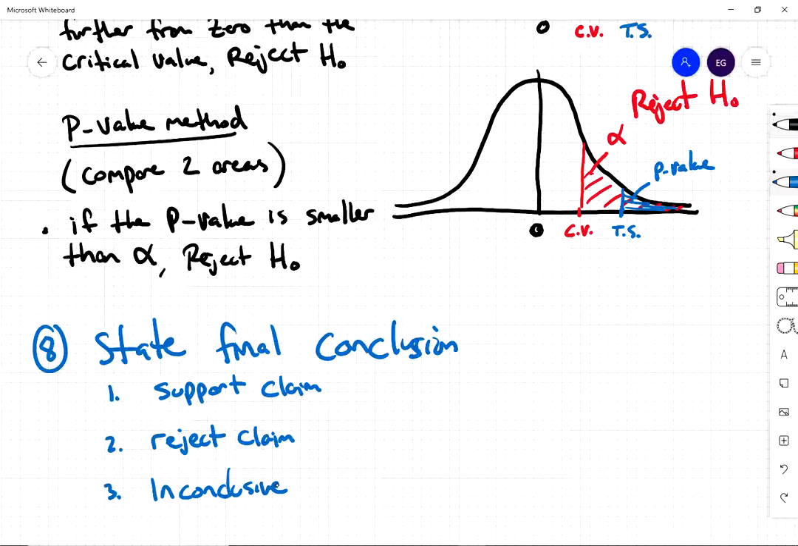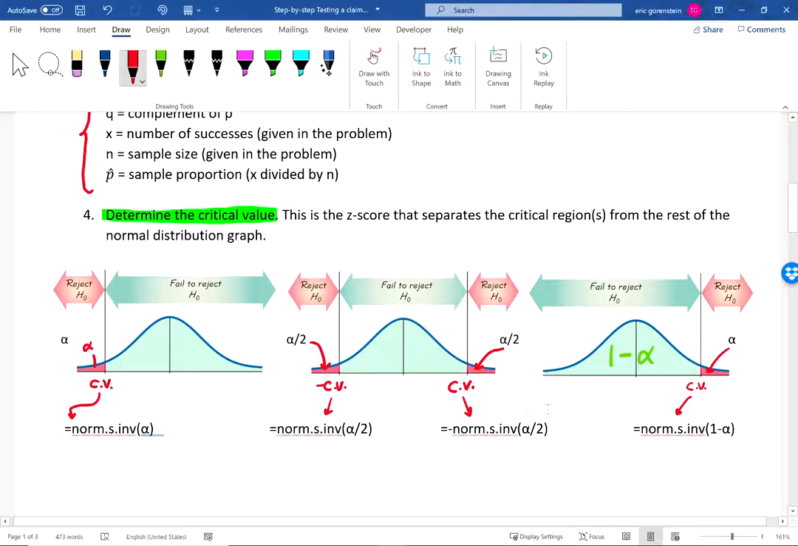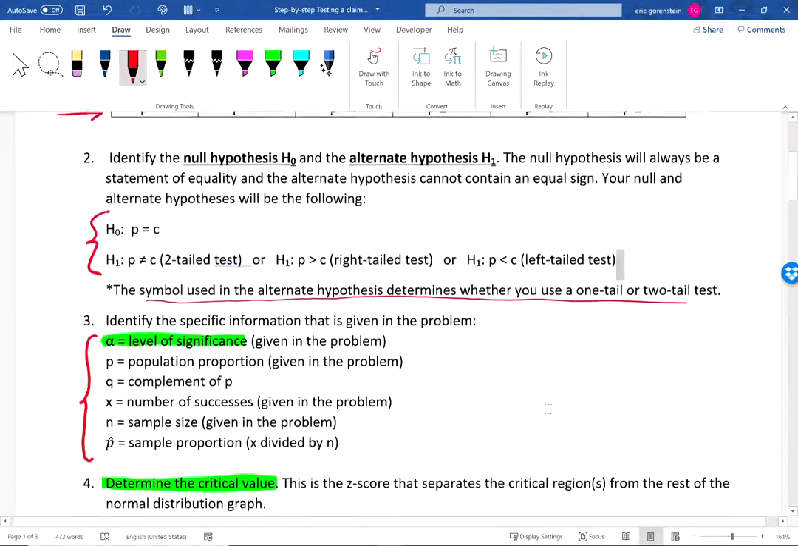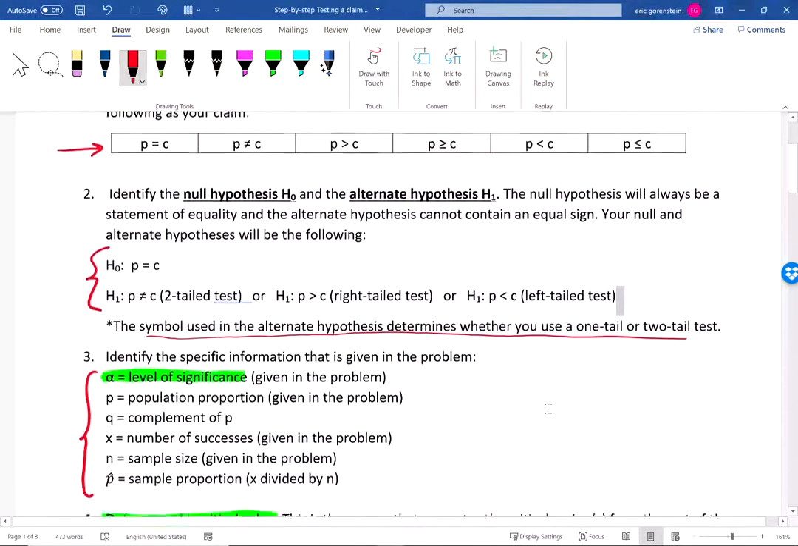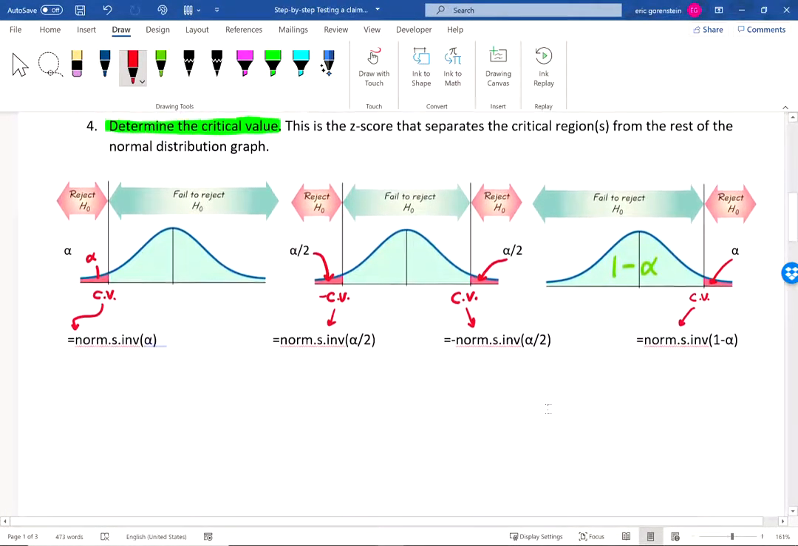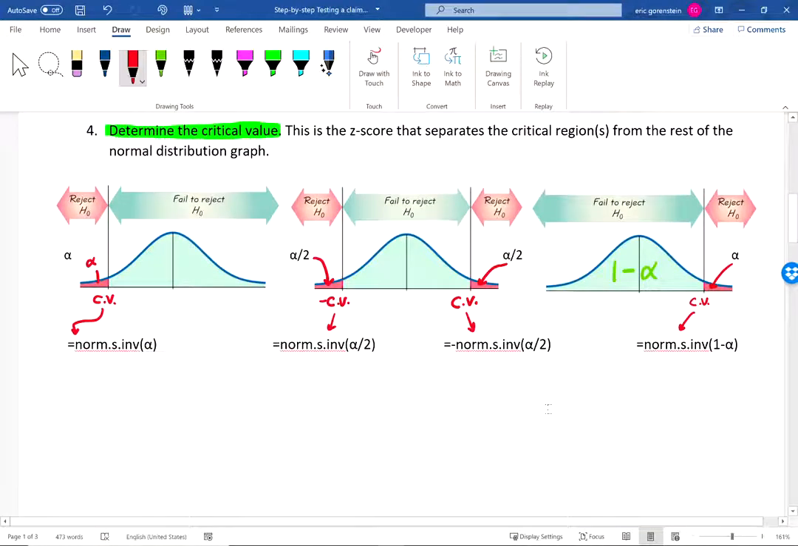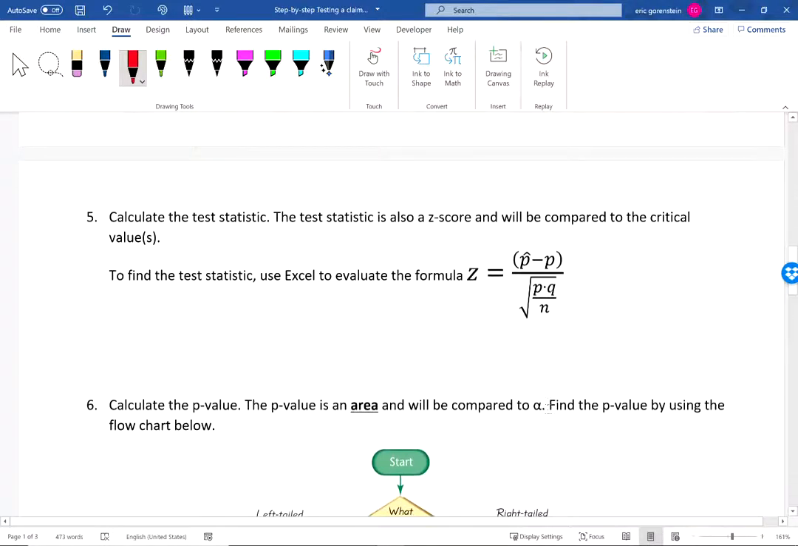So let me talk about p-values and final conclusions real quick. Let me go over to my other document. Okay, so we've talked about the original claim, the null and alternate hypotheses, the values, the numbers relative to our calculations. We talked about one-tail, two-tail tests and the critical values associated. We talked about the test statistic using this formula right here.